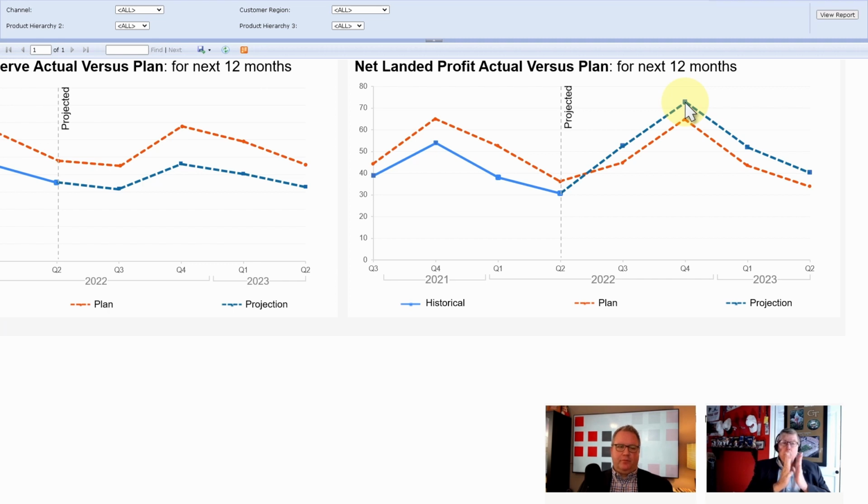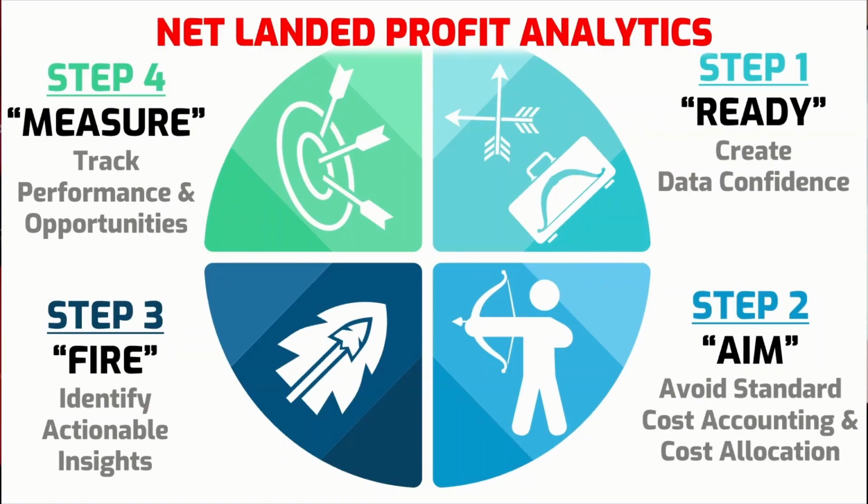Marshall, what else can we help people gain from this particular podcast? Well, I think we've done a good job of showing what a hitting target step would look like. I guess the idea would be, what does the cycle look like? I'll bring the graphic back up. So you've gone through a process of getting your data ready, and you're confident. You've developed your net landed profit.